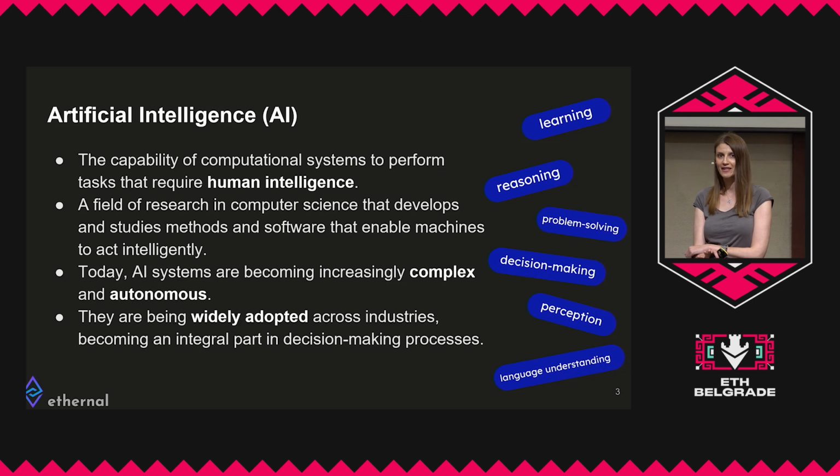Today, we are living in a world where popular large language models are everywhere, let's say. They're used across different products, and with them, AI systems are becoming increasingly complex and autonomous. At the same time, these AI systems are adopted across industries, and they are affecting decision-making processes, and that is why we have to be very careful how we use AI, especially if we rely on the results of the AI.